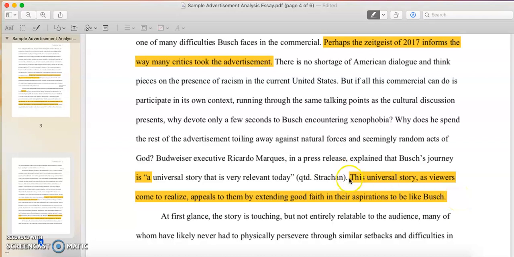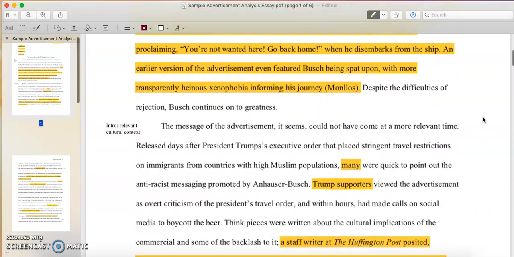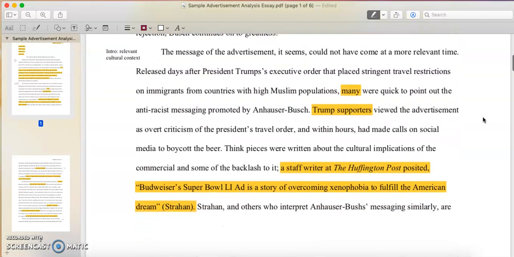I don't want to end a paragraph on a quotation, that's like handing your voice off to someone else and never taking it back. So the follow-up to integrated quotations in an analysis essay should always point back to your thesis statement. You're letting the source work for you in some capacity, so show how it's working. This universal story, as viewers come to realize, viewers, right? Not as you come to realize, but viewers come to realize, appeals to them by extending good faith in their aspirations to be like Bush. Okay, so good faith arguments, aspirations to be like Bush, has a lot to do with this thesis statement about perseverance.